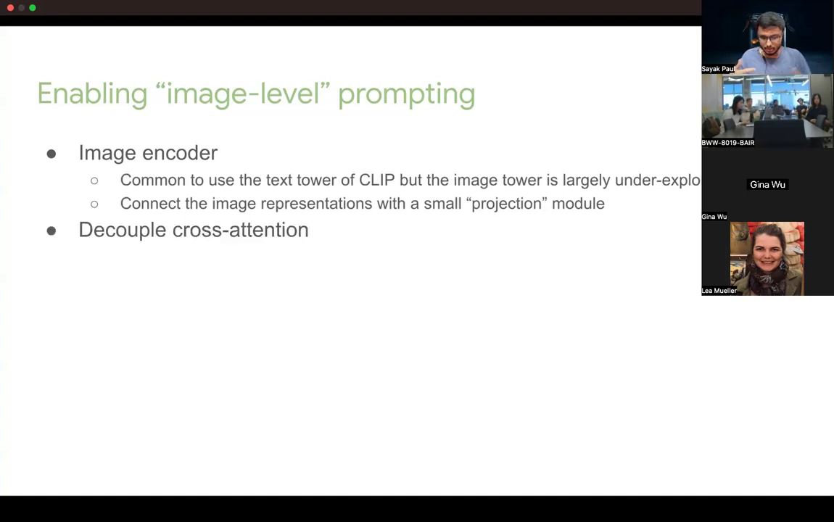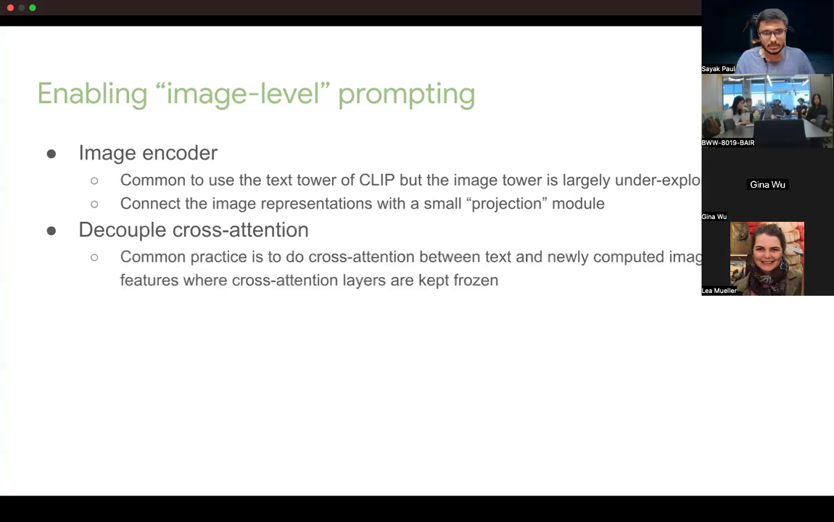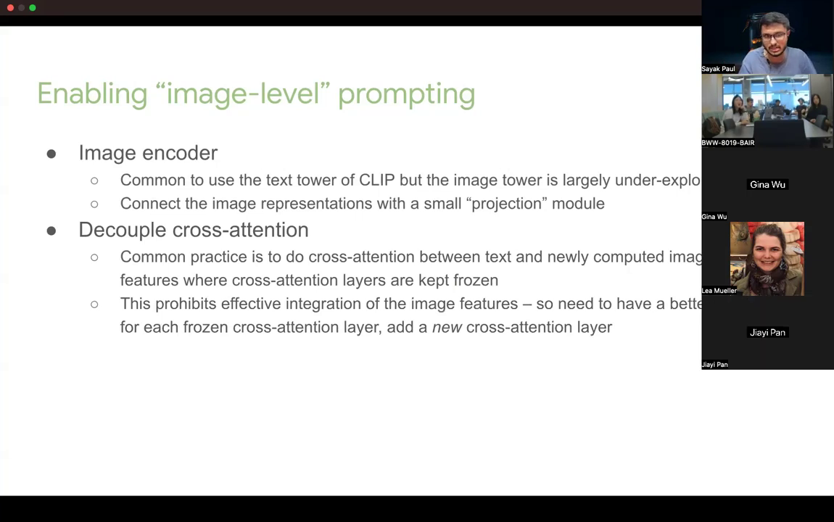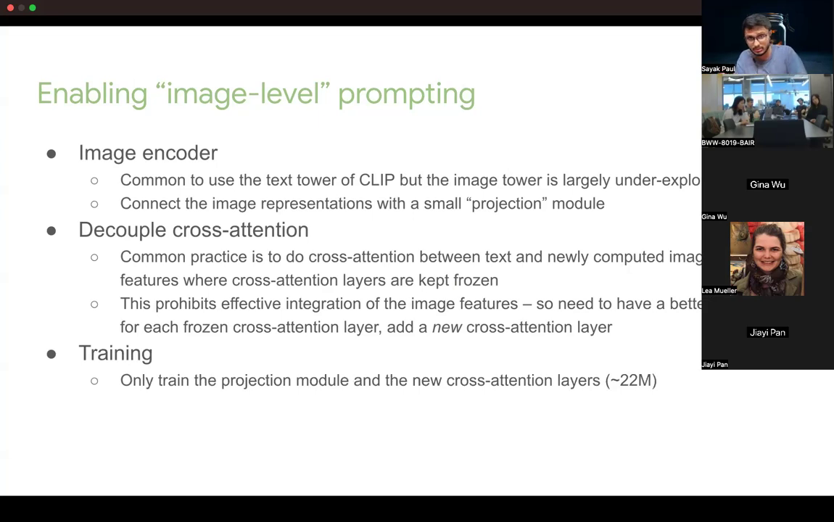And then we also want to decouple cross attention, and let me harp on this a bit. So our common practice is to do cross attention between text features and the newly computed image features, where the cross attention layers in the pre-trained diffusion model are typically kept frozen. So what many studies have found out is that this basically prohibits effective integration of the image features. So we need to find a better way, and it could be as simple as just adding a new cross attention layer for each existing cross attention layer within our pre-trained network. And then we basically want to train the projection module that we added, which is just a couple of layers, and the new cross attention layers that we added, which in combination could only lead to just 22 million parameters, which I think is fairly small.